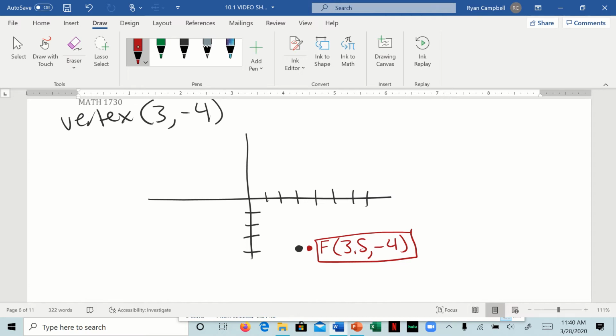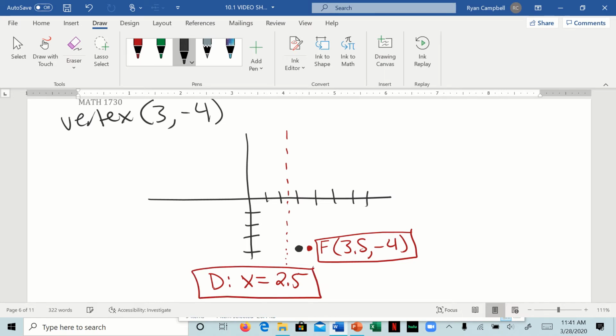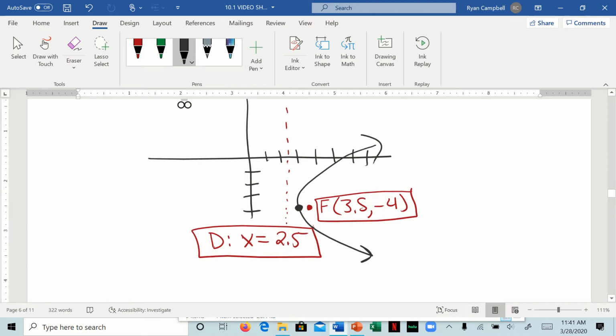What's our directrix? If we go the other direction, we see that this is going to be 2.5. But hopefully you remember that 2.5 can't be the answer because that's just a number, and the directrix is a line. So it's a vertical line, so it needs to be x equals 2.5. And then to graph it, you just make a parabola to the right. And that's it. That's all I need.